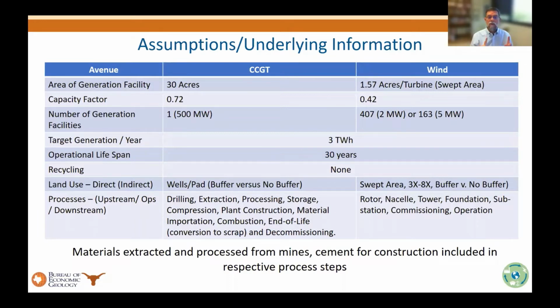We're including the number of wells that are needed to produce the gas to burn in the CCGT plant to produce the electricity. And so as the production levels decrease in the gas well, new gas wells are needed in order to keep the gas production up to a level sufficient to generate the electricity. So we're including the new wells as well.